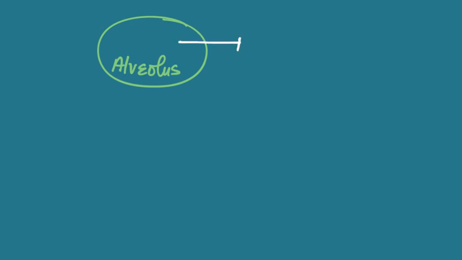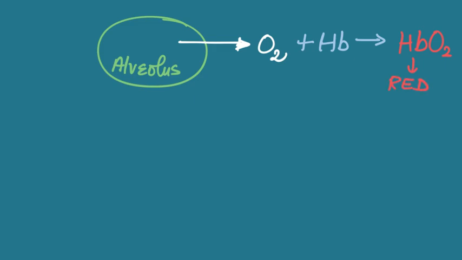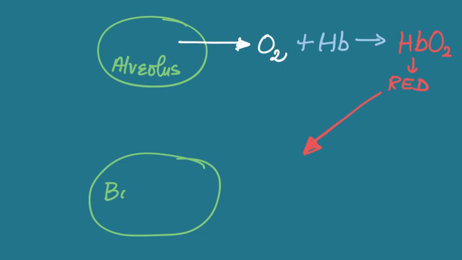Let's look at the role of hemoglobin and what it binds during transport of gases. So in the alveolus, here's the alveolus, the oxygen leaves the alveolus, and in the capillary, here's your oxygen, the hemoglobin is waiting to pick up the oxygen, and you get oxyhemoglobin, which is red. Now this oxyhemoglobin travels in the bloodstream to the body cells.